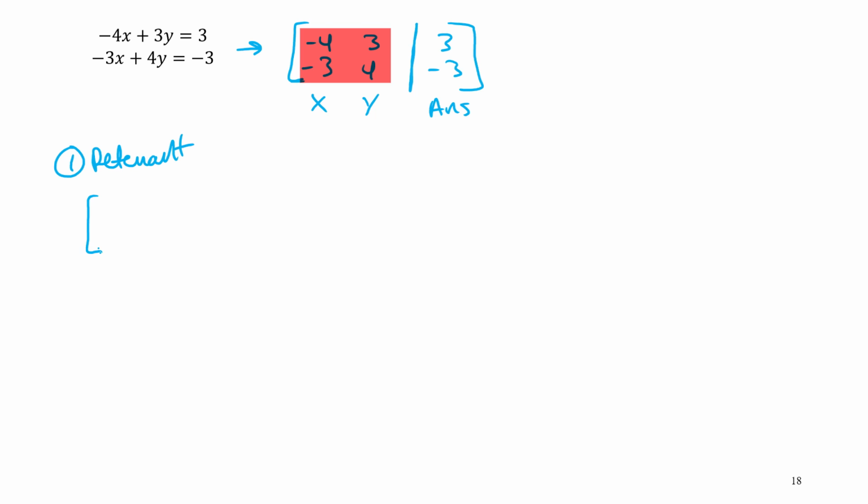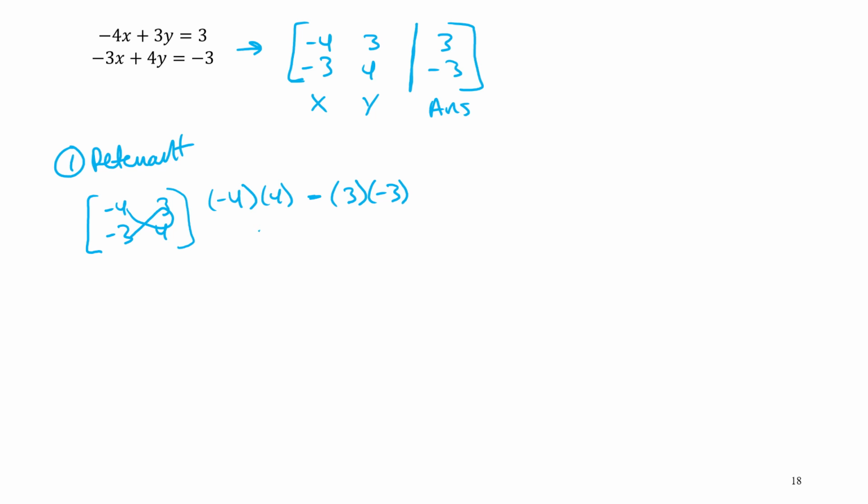So if we have our leading coefficients, where we have the 4, negative 3, 3, and 4, doing our fish, we would get negative 4 times 4 minus 3 times negative 3. And our determinant value would equal negative 7.